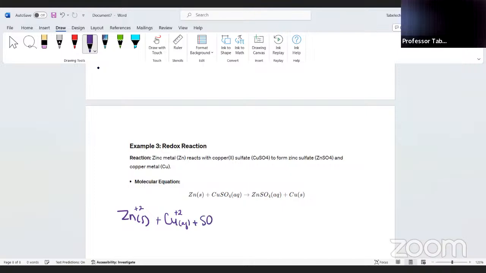And then sulfate has a -2 charge, and that's the aqueous, producing zinc with the +2 charge, aqueous, plus sulfate, which has a -2 charge, aqueous, plus, and then again, copper is by itself with that +2 charge right there, okay? So what you're going to end up doing, yes, that is correct.